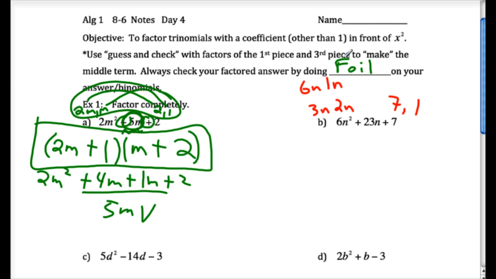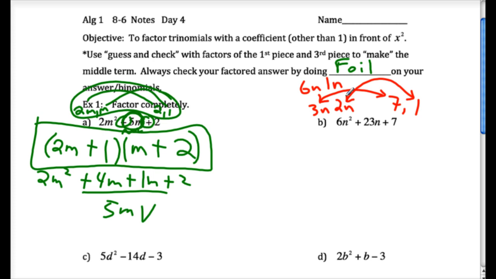How do you make 23 out of those numbers? Quinlan, what do you see? 21n and 2n. Tell me how to multiply it. Multiplying 7 and 3n together, and then 2n. The 3n and the 7 make 21n, and then the 2n and the 1 make 2n.